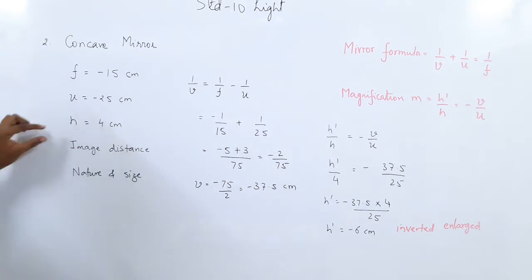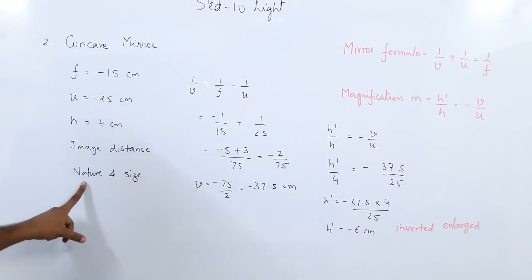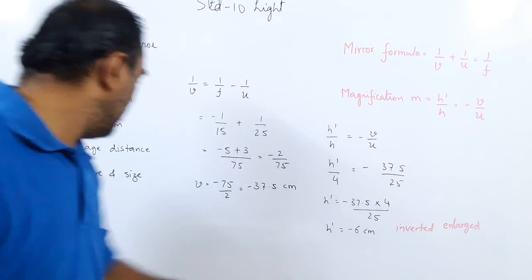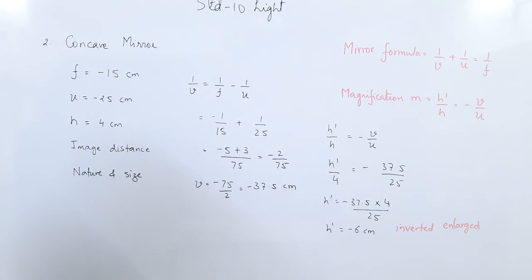So we have got the image distance, minus 37.5 centimeter. The nature is real and inverted, and the size is enlarged. Minus 6 centimeter is the size of the image. So we have done two sums here, one for the concave and one for the convex.